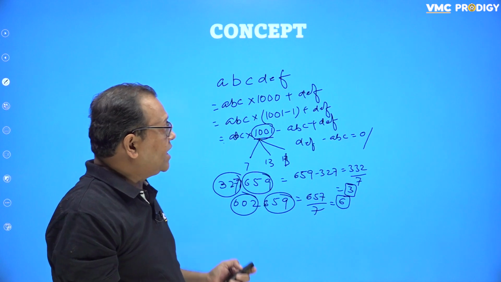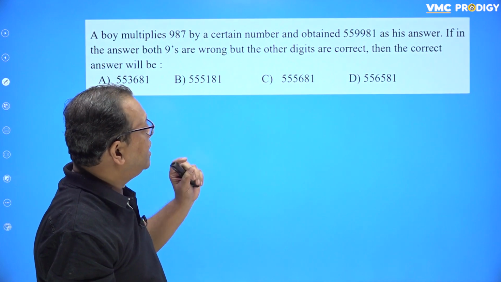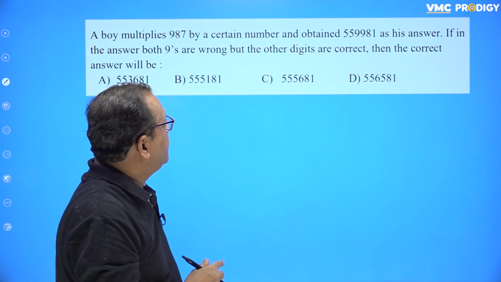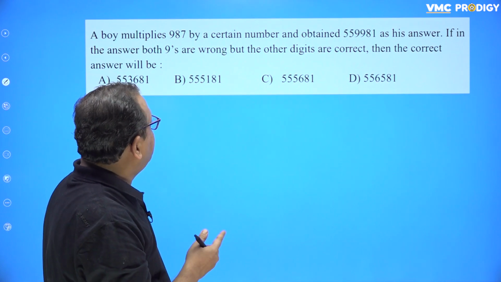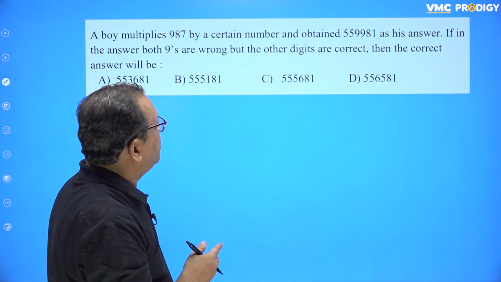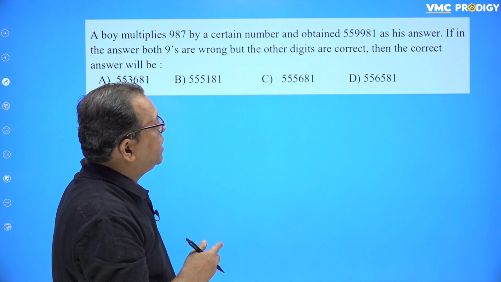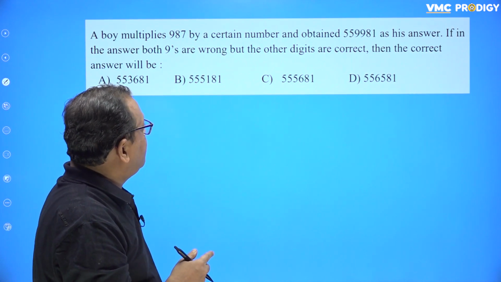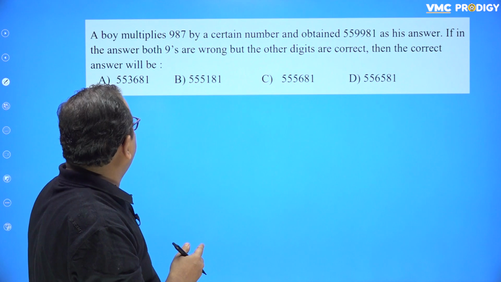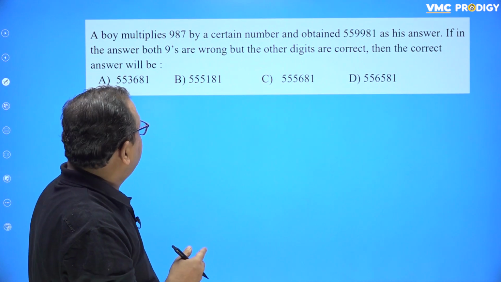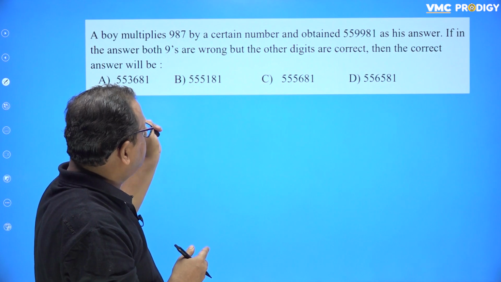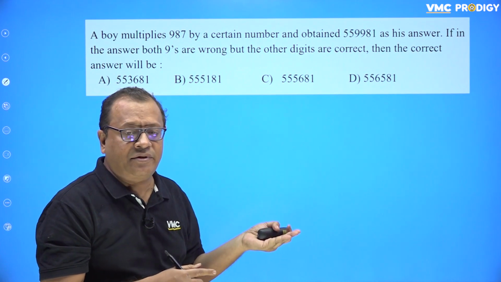So let's apply this to solve some of the questions which were asked in the Aryabhatta exam. The question says, a boy multiplies 987 by a certain number and obtains 559981 as his answer. If in the answer both the 9s are wrong but the other digits are correct, then the correct answer will be what? So 987 by a certain number, which means the correct option has to be divisible by 987.